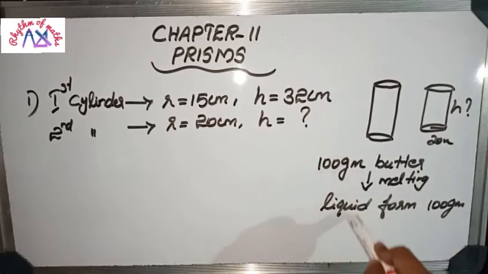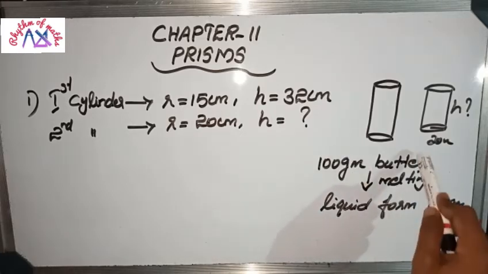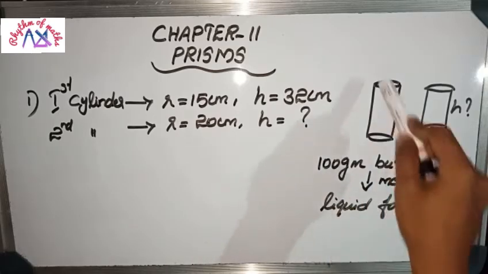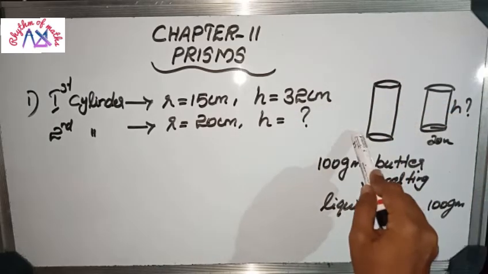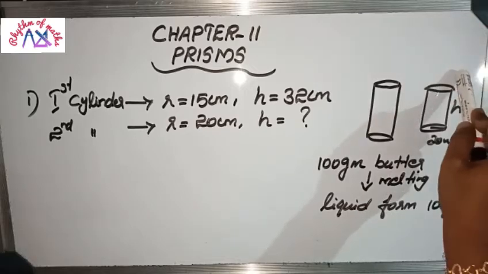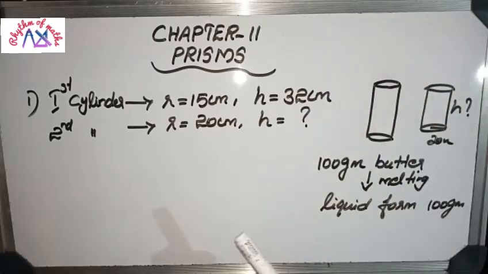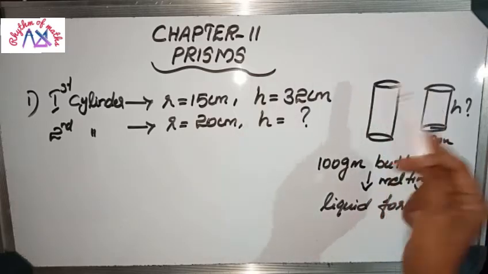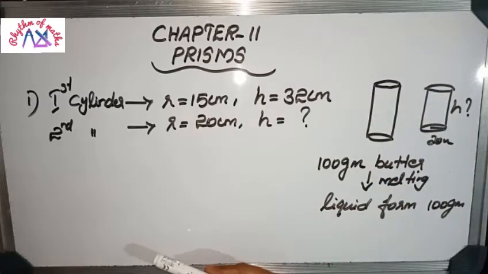That means the volume will be the same. Melting and recasting means the volume remains the same. That means if we are melting this particular cylinder, for the new cylinder also we will get the same volume. Whatever be the volume of this cylinder, the same will be for the second cylinder also.